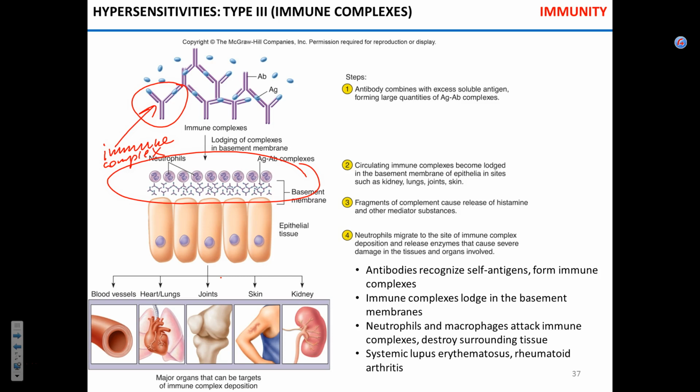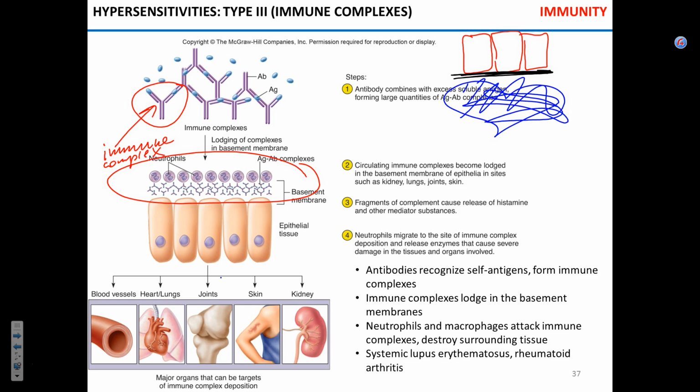So if we want to draw schematically, a layer of epithelial cells, then at the basal surface there's going to be a basement membrane, and here there's going to be a connective tissue. Does it make sense? So these immune complexes, right here, they get lodged in that basement membrane.